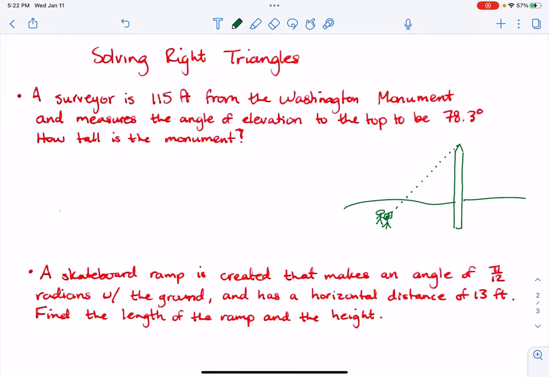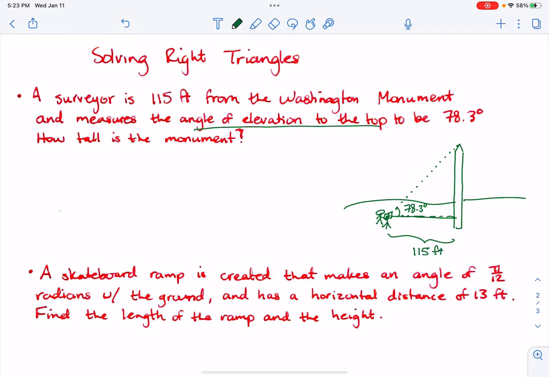By angle of elevation to the top, what they mean is this angle right here. If I draw a horizontal line to the monument, and I draw a dashed line from my eyes to the top of the building, that is my angle of elevation. So that's going to be your 78.3 degrees. And I know that I'm a distance of 115 feet, and that's the horizontal distance at the bottom there.